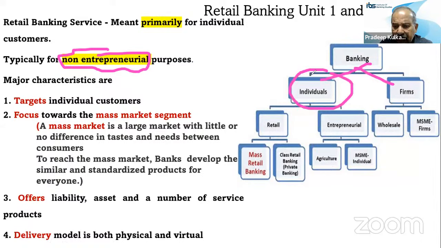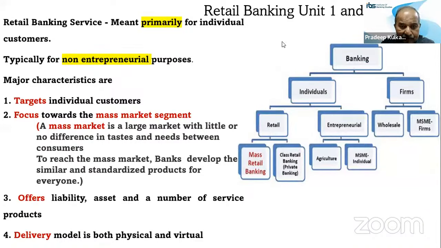And when it comes to the individuals, it is retail, it is entrepreneurial. In the entrepreneurial, it may be agriculture, it may be MSME. And under the retail, there is mass retail banking and class retail banking, that is private banking. So, what is mass retail banking? What is class retail banking? At the end of this session, you would be appreciating it.